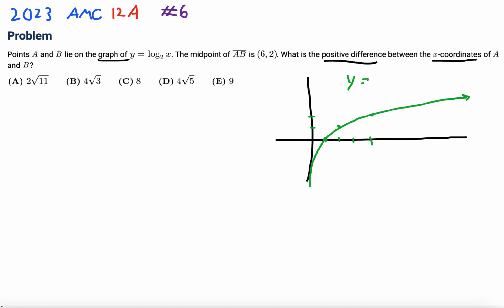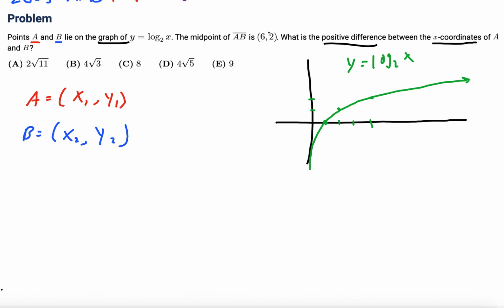So we have y equals log base 2 of x. And you can see that points A and B, all right, I'm going to have A in red and B in blue, they're going to lie somewhere here where the midpoint of the segment is (6, 2). So remember that for a midpoint, it's the averages of the coordinates. So which means that if we let A be equal to the coordinate (x1, y1), and B equaling the coordinate (x2, y2), then the midpoint is going to be the averages.